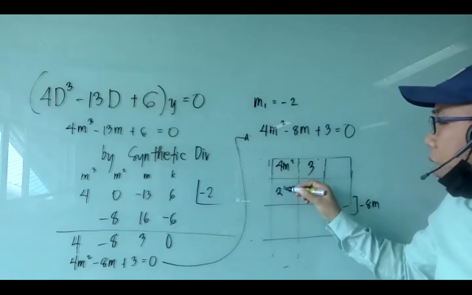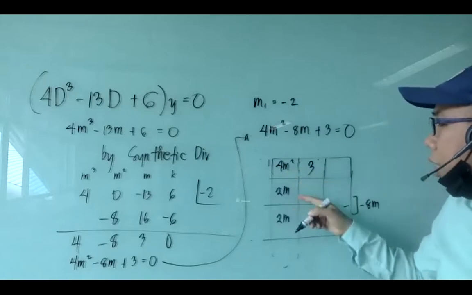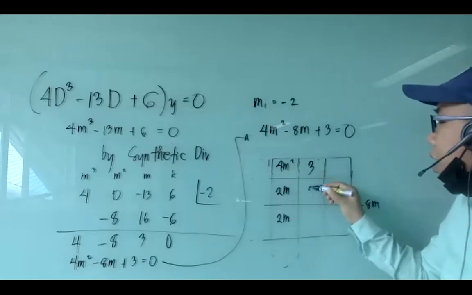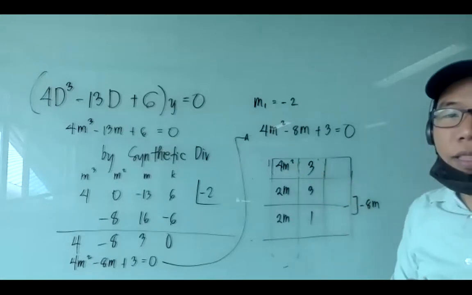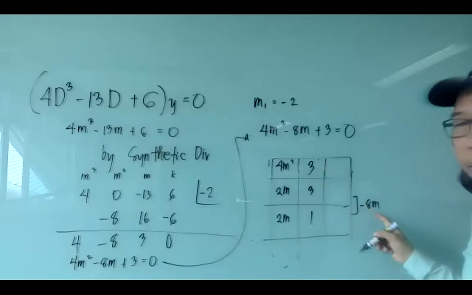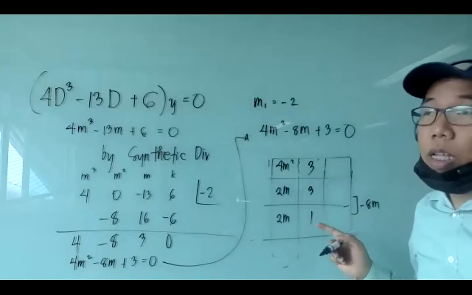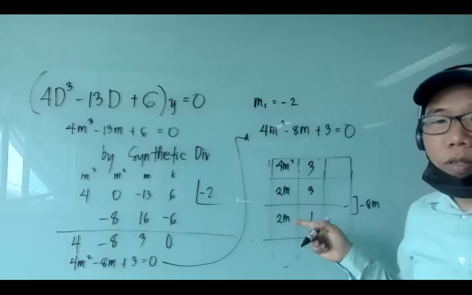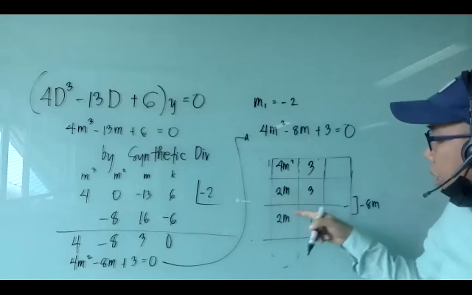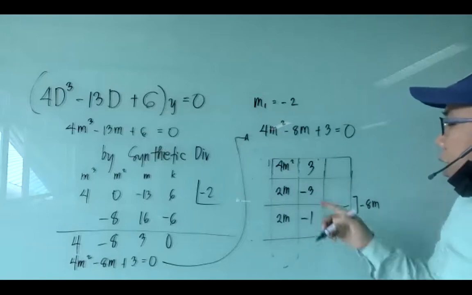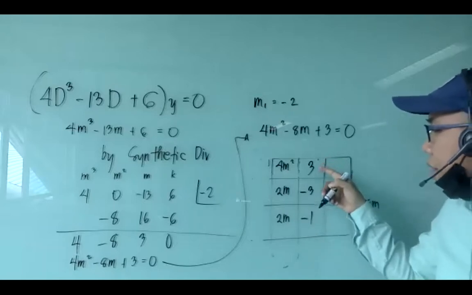So, ito ay 2m times 2m, 4m squared. Right? Ano yung factors ni 3? 3 and 1. 3 times 1, 3. Okay, ang nasabi dito, minus 8m yung middle term. Ibig sabihin, may negative dapat yung result ng product na to. So, gawin natin minus 3, minus 1. Negative 3 times negative 1 is positive 3.